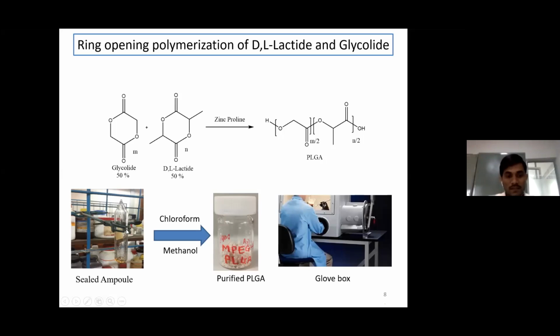In the sand bath, these ampules are heated at higher temperature, and after polymerization, the polymer is dissolved in chloroform and precipitated in methanol. Then we will get this purified PLGA polymer.